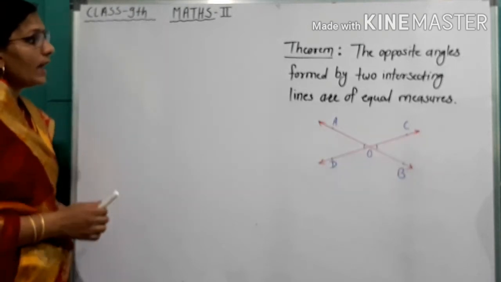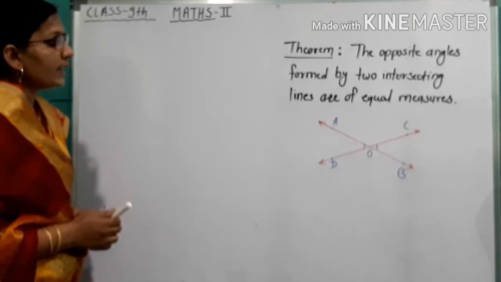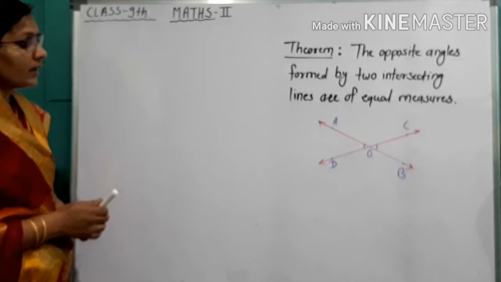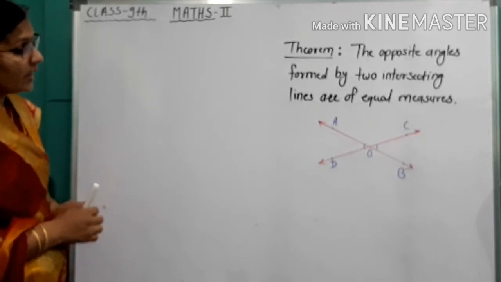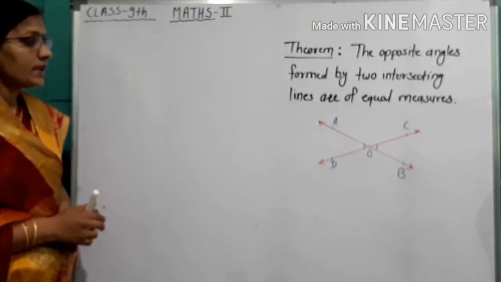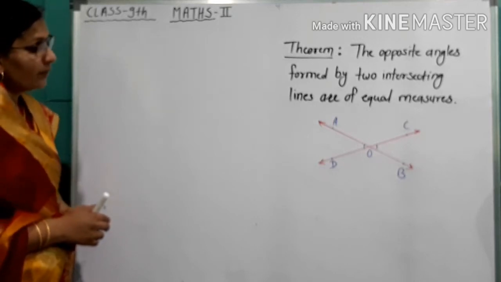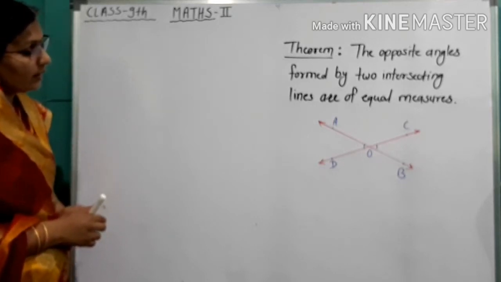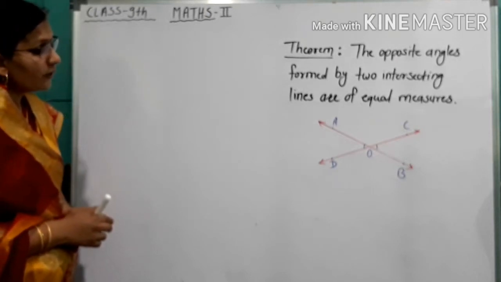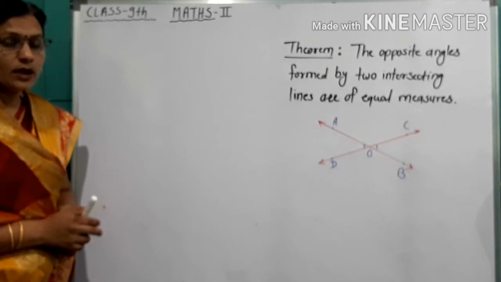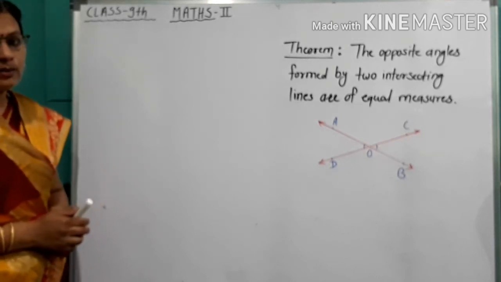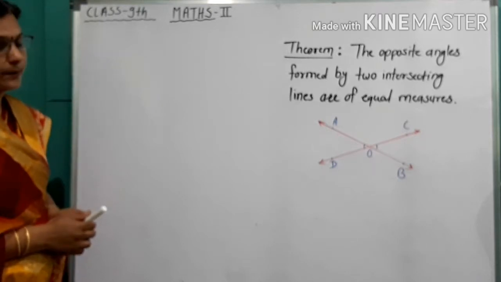The opposite angles formed by two intersecting lines are of equal measures. Here a figure is drawn. Line AB and line CD are two lines intersecting at point O. Then we have to prove that the vertically opposite angles formed are of equal measures. So first I write the given part, meaning the antecedent of that theorem.